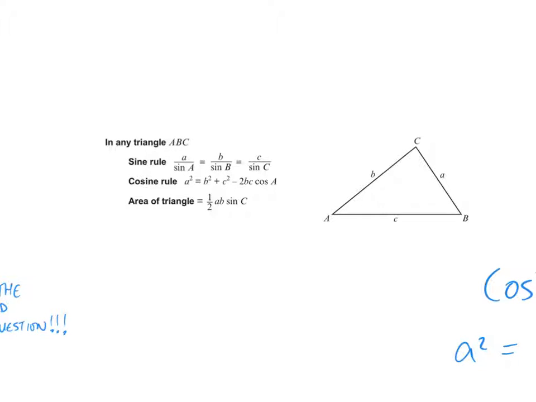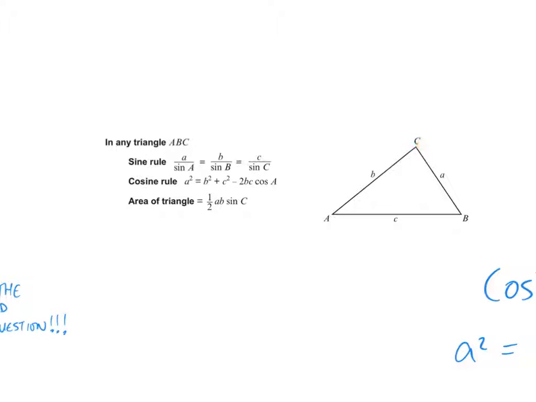Okay, in this video then, we're going to be going through A-star work on the sine rule and the cosine rule. I'm not actually going to be focusing on the area of a triangle using a half ab sine C, because that's B grade work, and we're focusing really on striving for that challenging A-star question. Okay, so just a quick few things to recap.